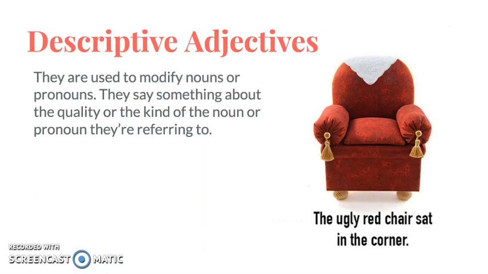So, descriptive adjectives. They're used to modify nouns or pronouns. They say something about the quality or the kind of noun or pronoun they're referring to. The ugly red chair sat in the corner. Ugly and red are descriptive adjectives. They're being used to describe the chair that we have right here.